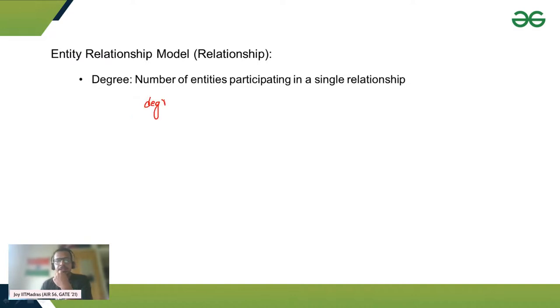The degree of works for is 2, because it is the number of entities participating in a single relationship. There are two entities participating, right? This is also called a binary relationship, as there are two entities. If there were three entities, then we would say it is a ternary relationship, as I already previously mentioned.